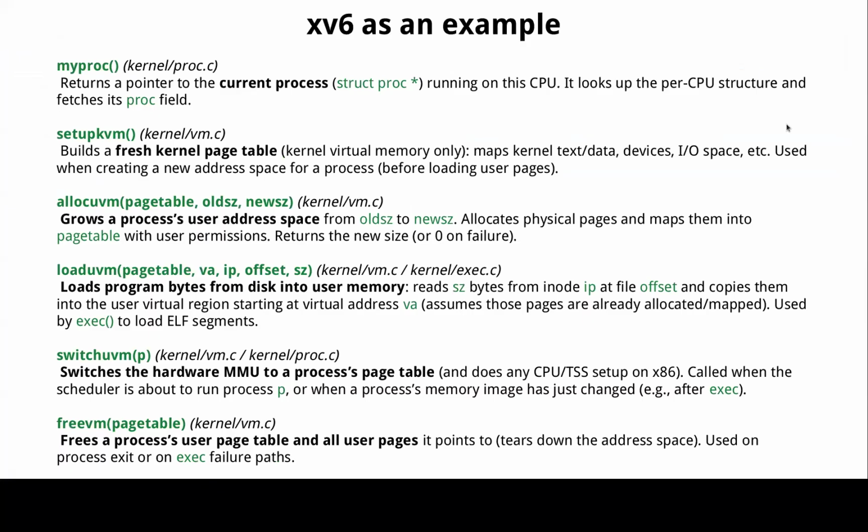So those are the main functions in this process. We have the main proc function to return a pointer to the current process. There is a setup kernel virtual memory function to build a fresh kernel page table for the new process. Then there is an allocate user virtual memory function to allocate new userland memories, load the file content into userland memories, then eventually switch to the userland memory, then the program can start executing.